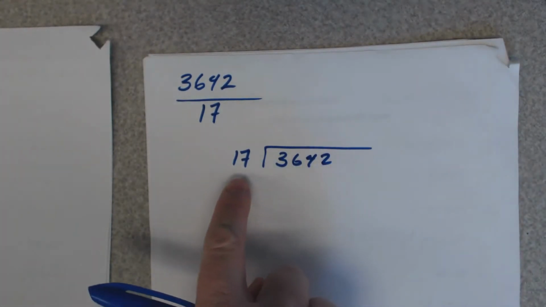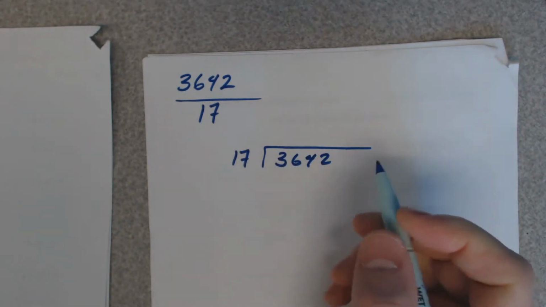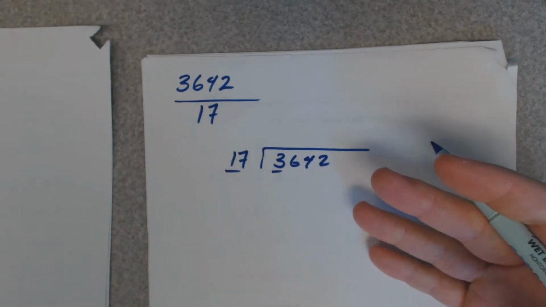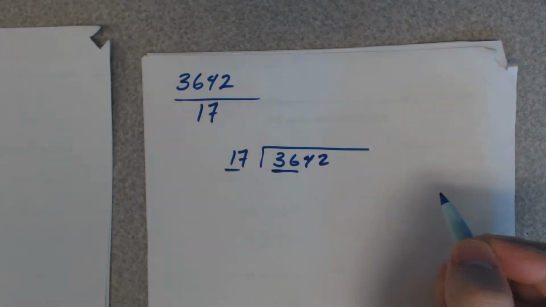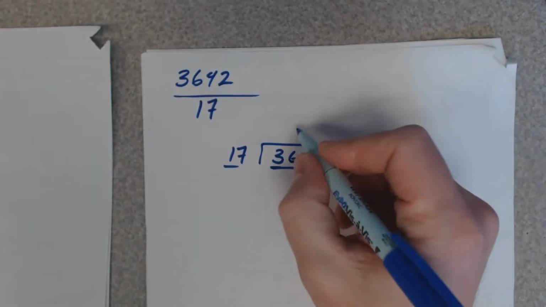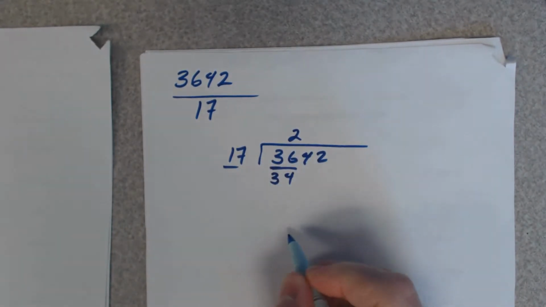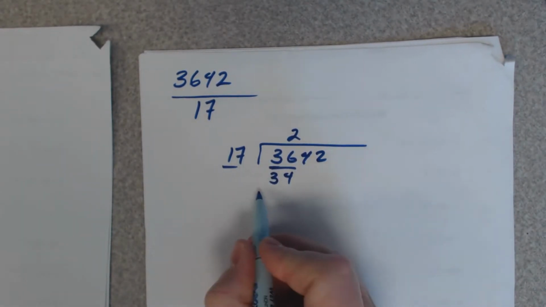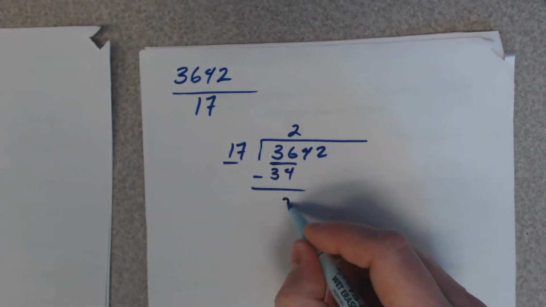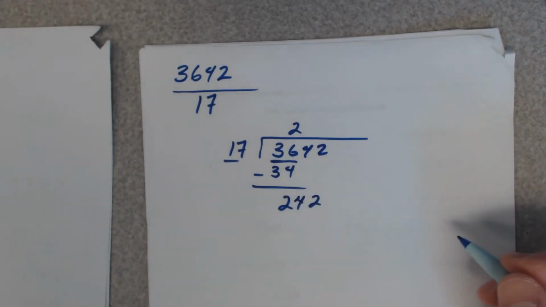Okay, so you ask yourself, what I do is I say, well, does 17 go into 3? No. Well, does it go into 36? Yeah, 17 goes into 36, not evenly, but if I multiply 17 by 2, I get 34. That's the closest I can get just using 17. And then I subtract that away. 36 minus 34 is 2. And then I bring down what's left, the 42.